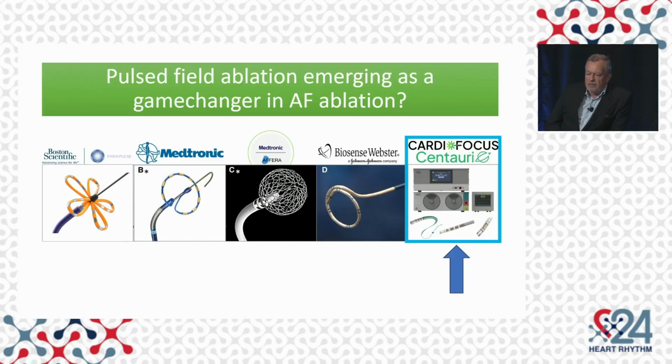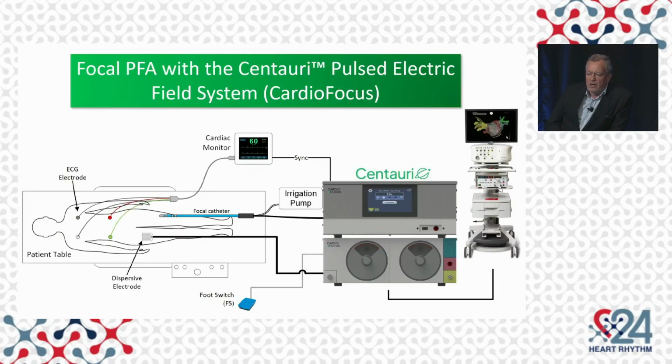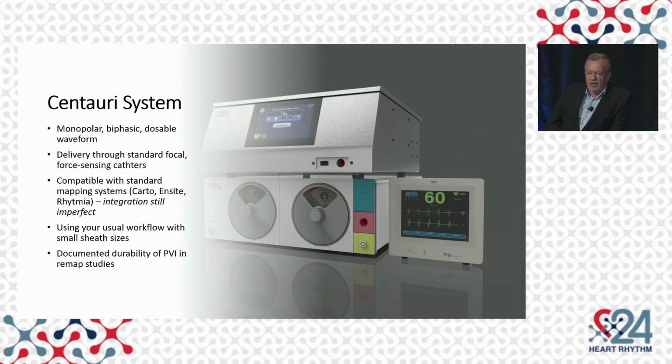One of the methods that has gone through this rigorous testing is the focal pulse field delivery by the Centauri generator, now from CardioFocus. This is a generator that basically gets inserted into your normal lab and workflow. You just replace the RF generator with a PF generator. This generator delivers monopolar dosable waveforms through your standard force-sensing catheters. It's compatible with Carto, Insight, and Rhythmia, although the integration is still imperfect. You have to deal with a number of errors.